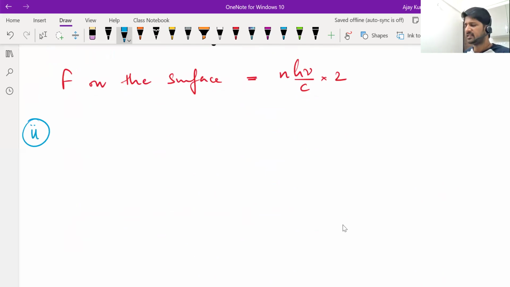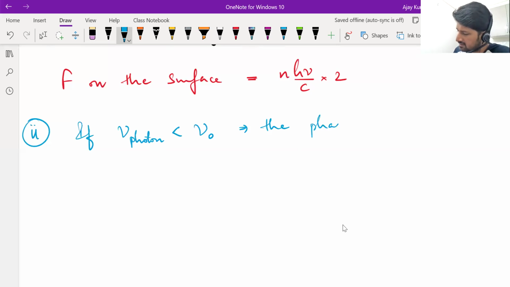Basically, Einstein came up with ideas which explained Hallwachs and Lenard's observations. What were the observations? The first thing was that when intensity increased, the photocurrent increased. And when frequency is less than threshold frequency, there is no emission at all. So how did Einstein explain all these? He said that if the frequency of the photon is below the threshold frequency, it means the photon has very less energy.